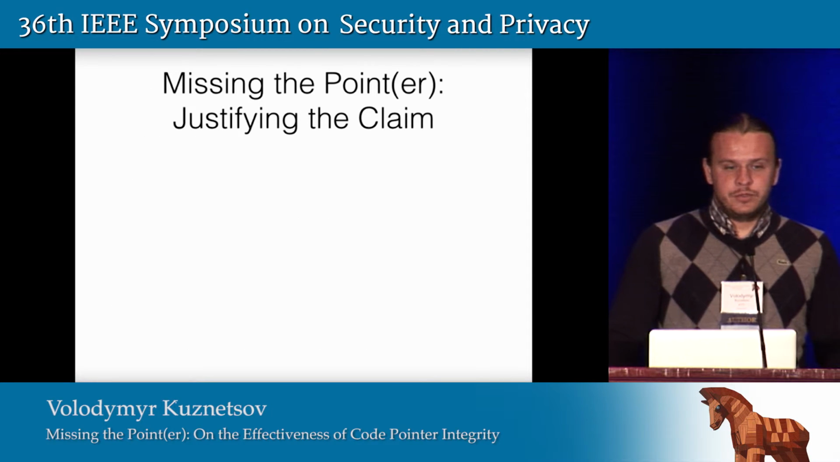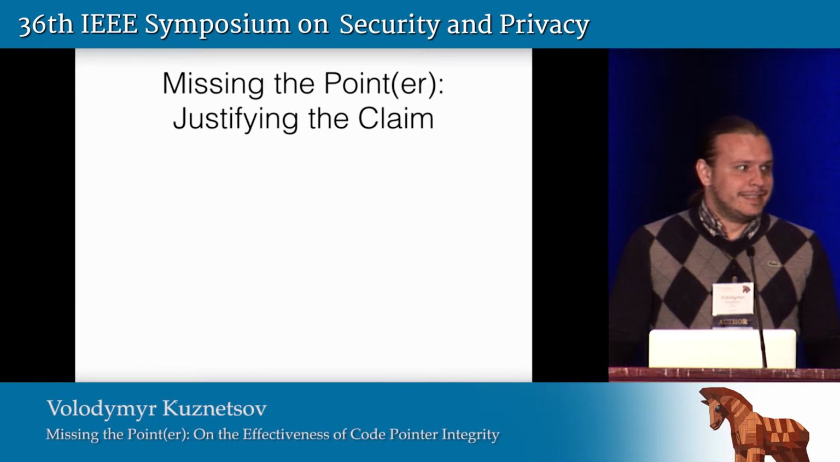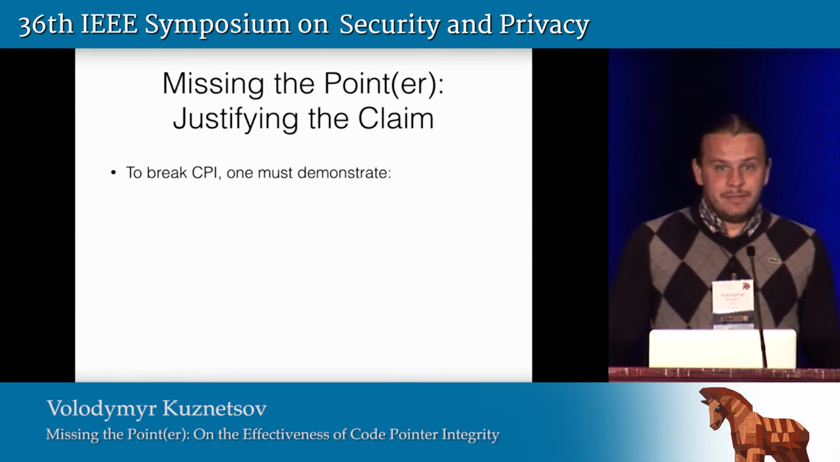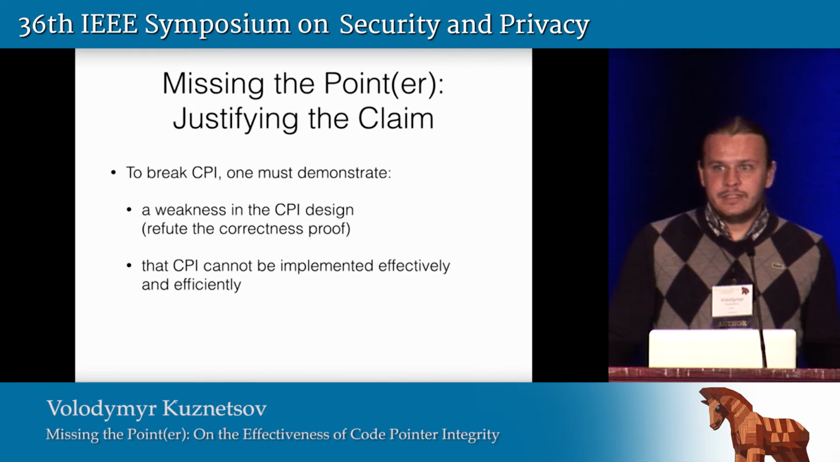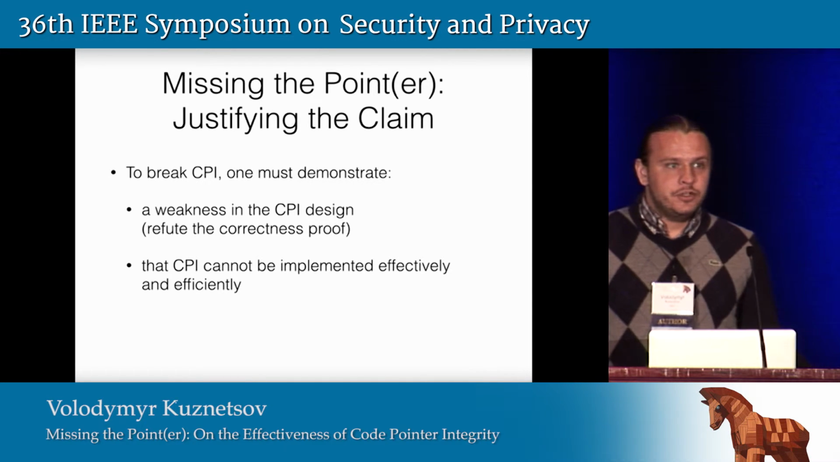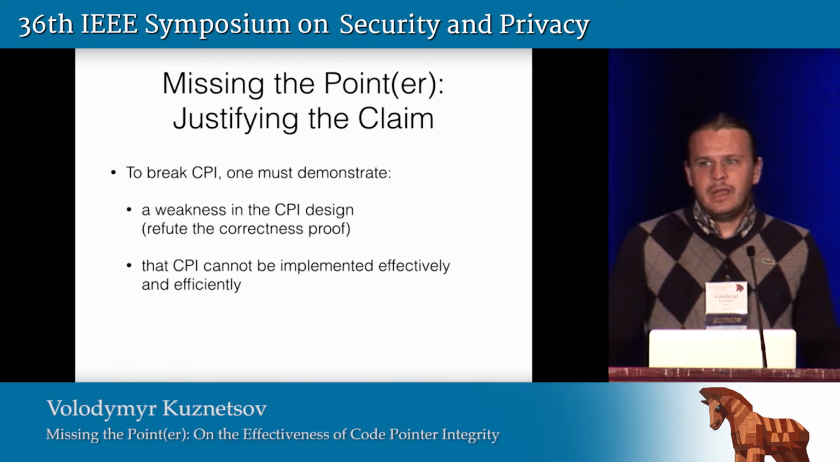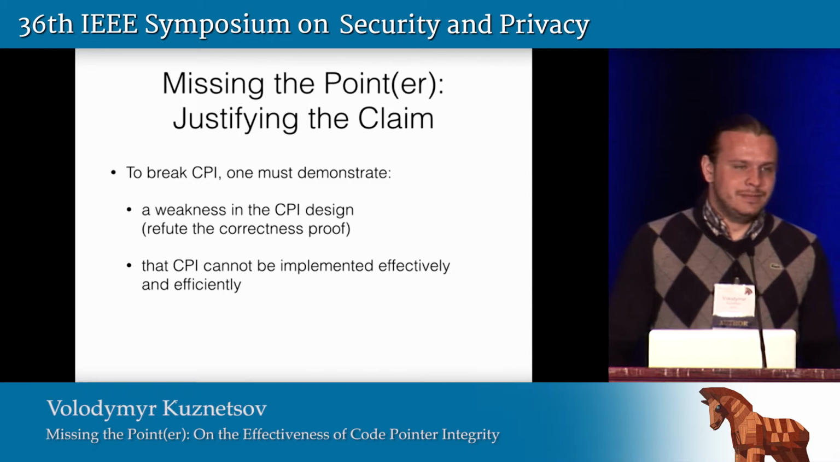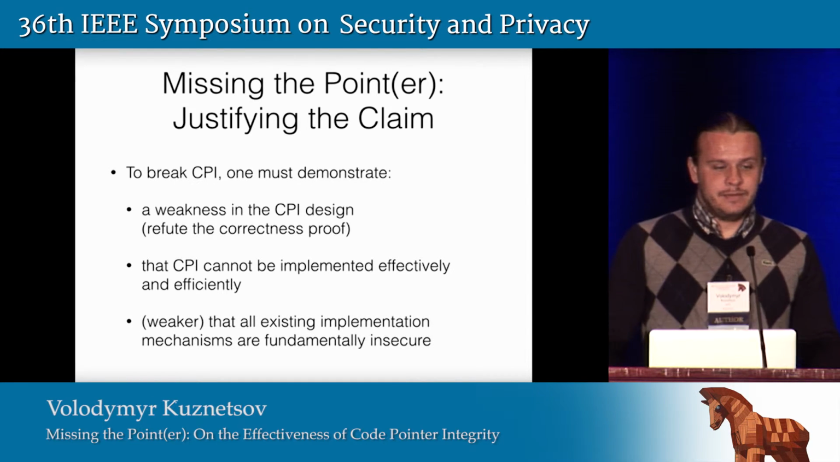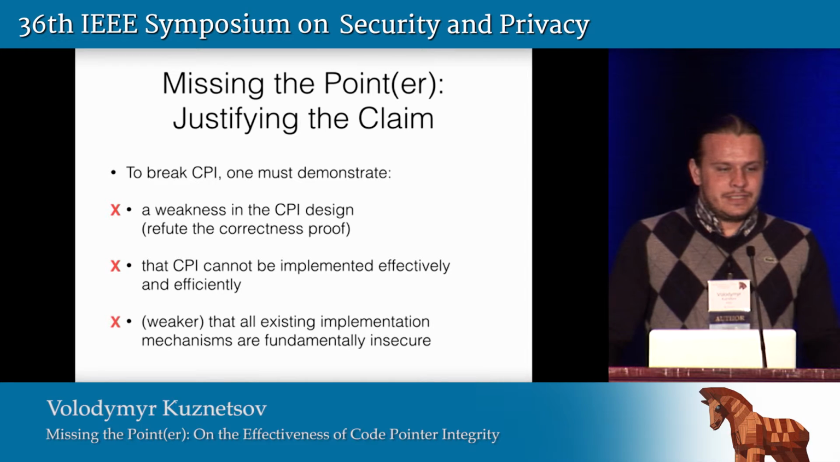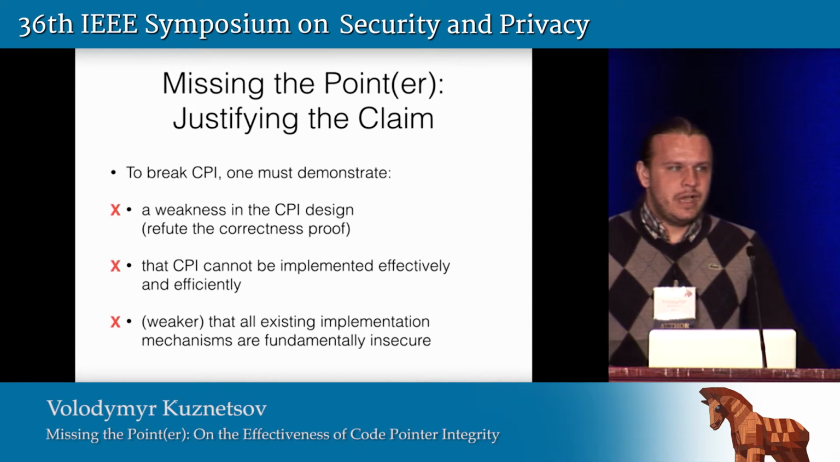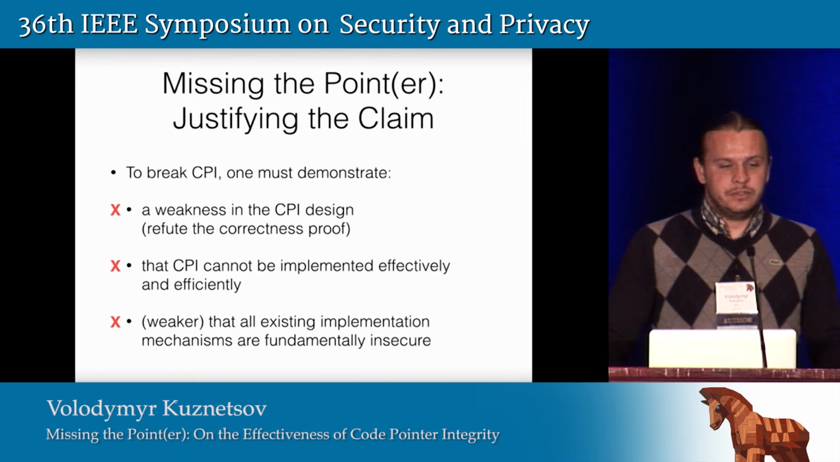So let's go back to the claim from tomorrow's paper. CPI is a technique that can be implemented in multiple different ways. And there are fundamentally just two ways to show that a technique is broken. One can either show that the design of the technique is fundamentally flawed, or that the technique cannot be implemented in a fast and efficient way. Alternatively, although weaker, one can show at least that all existing implementation mechanisms are flawed beyond repair. Fortunately, neither of these requirements were met so far. CPI has a proof of correctness that has not been refuted, and CPI has fast and secure implementations, for example, the one that I just described. So for now, CPI remains secure.